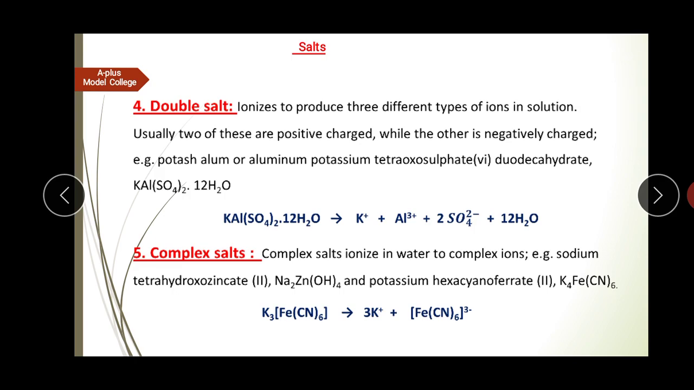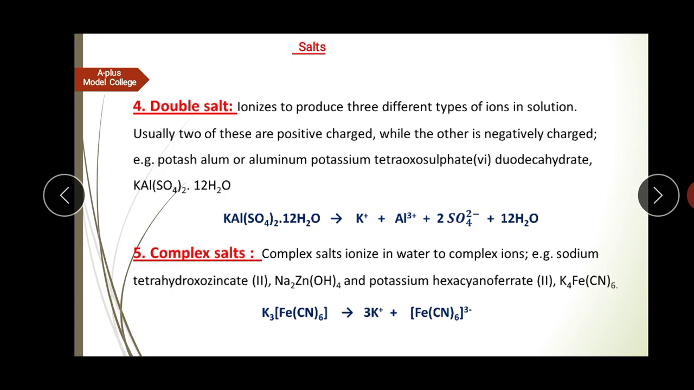That is the potassium. When you try to ionize this, it will ionize into its corresponding ions. We have the potassium, we have aluminium, and we have the sulphate ion. There are three ions. Whenever you dissolve and ionize any salt, and there are three ions, and most commonly two of them are positive and one is negative, such a salt is a double salt.